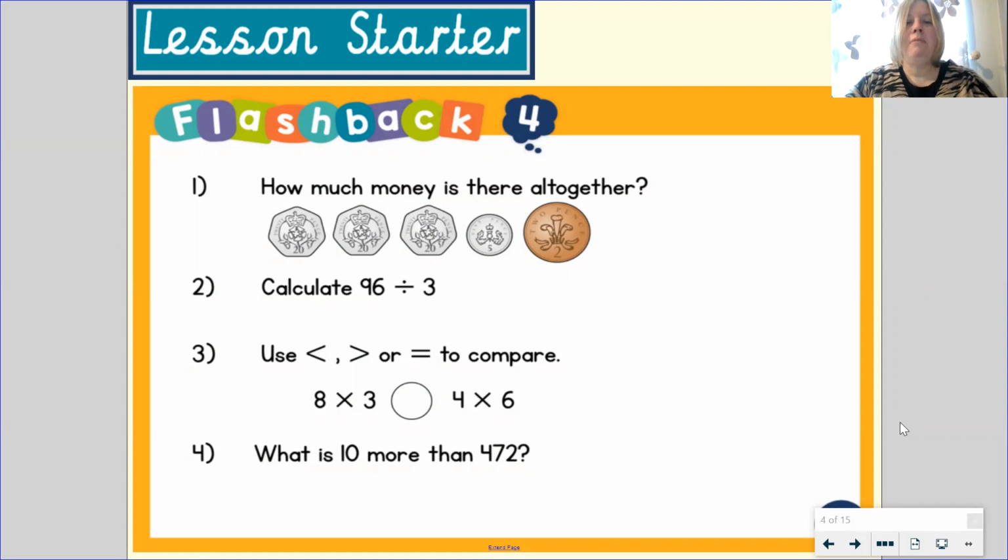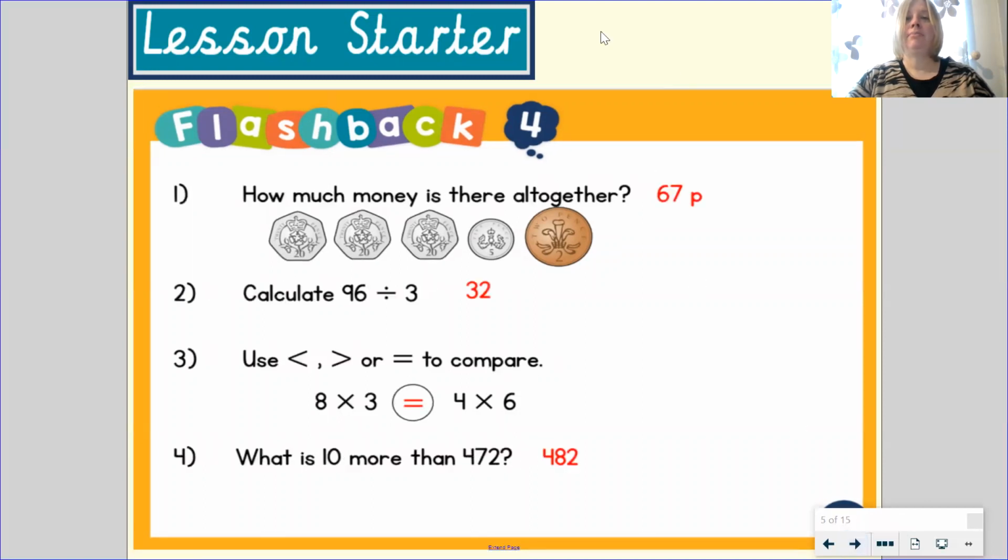Question 1. How much money is there all together? Question 2. Calculate 96 divided by 3. Question 3. Use greater than, less than, or equals to compare the statements. Question 4. What is 10 more than 472? Pause your video and have a go at solving those problems for me. Let's have a look at the answers together and see how you got on.